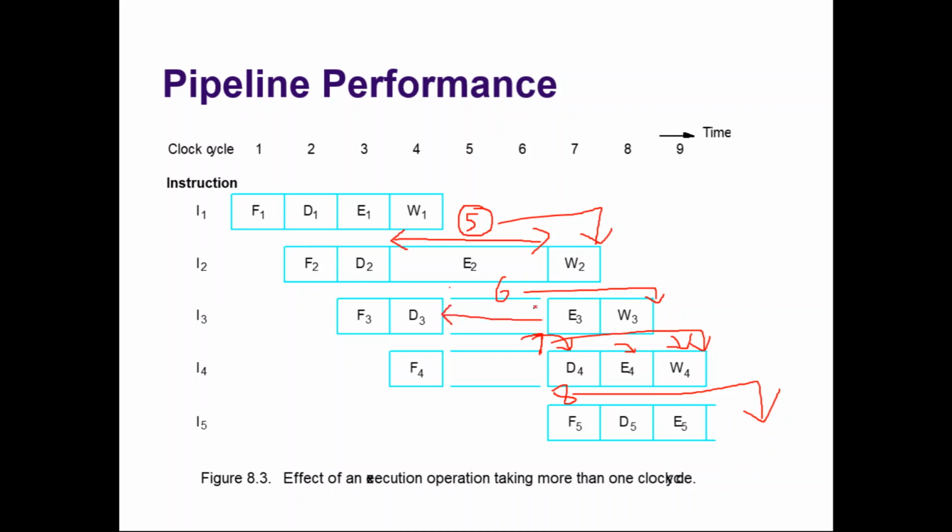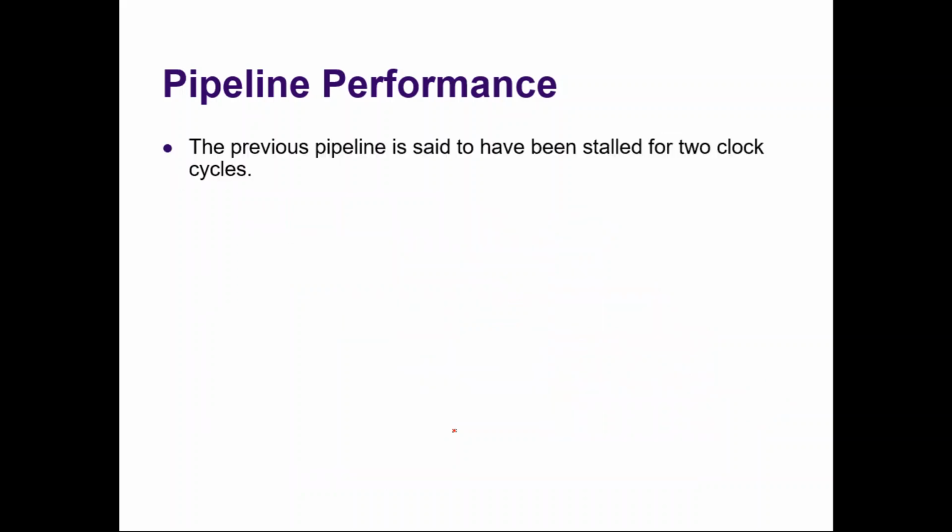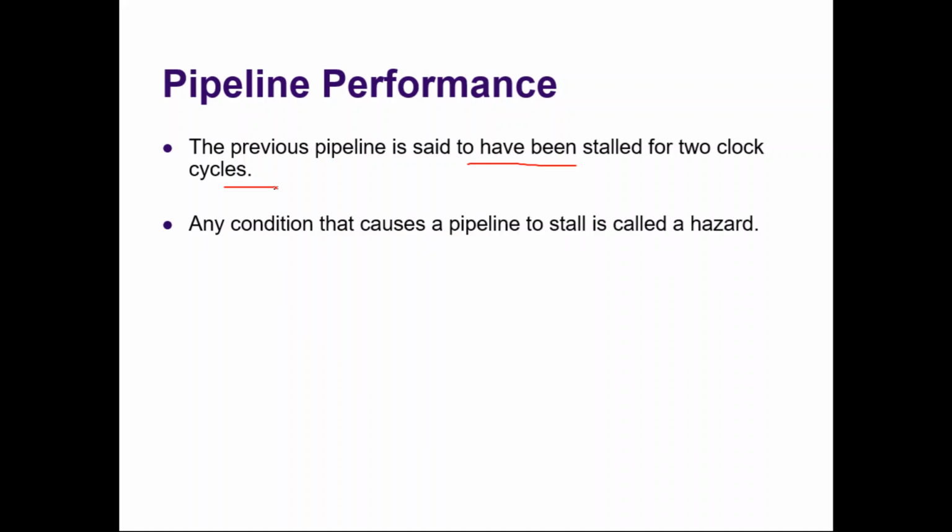Instruction 3 is stalled. Instruction 4 is stalled by 2 clock cycles. Instruction 5 is also stalled by 2 clock cycles. Are you getting it? So this is how it works, right? The previous pipeline, whatever we have seen, is said to have been stalled for 2 clock cycles. Any condition that causes a pipeline to stall is called a hazard.